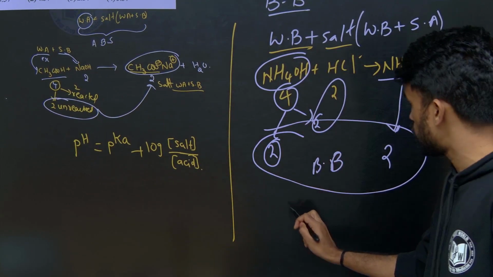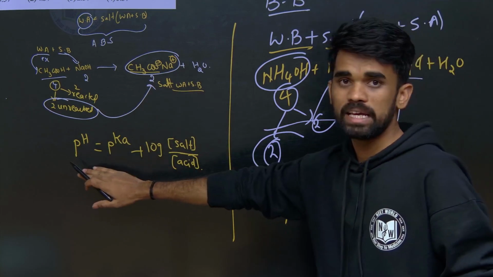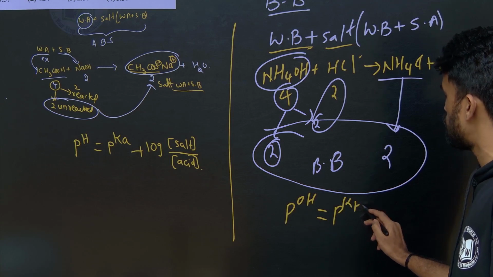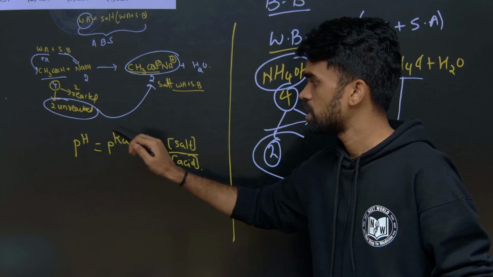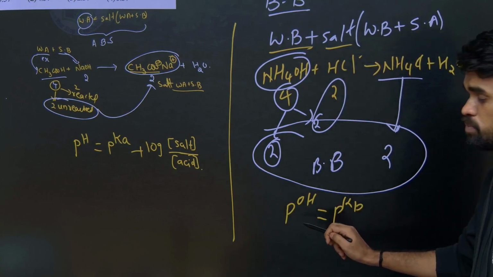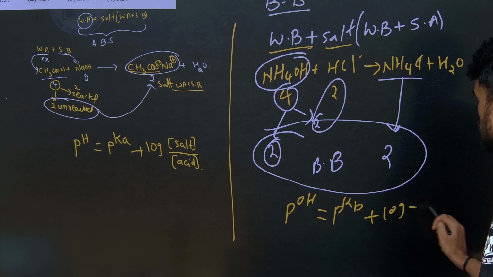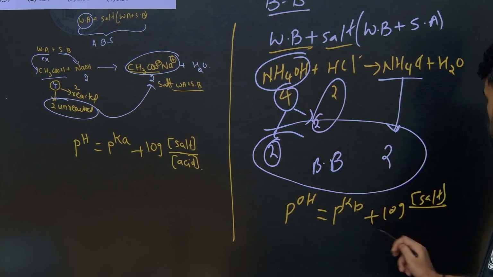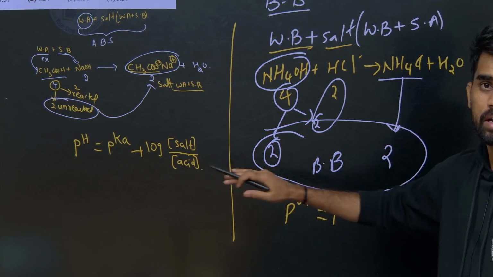Since I am saying basic buffer, you should use the pOH formula. For an acidic buffer, the pH formula; for a basic buffer, the pOH formula. So pOH equals pKb, the base dissociation constant, plus log of the concentration of salt over base. Whenever I say pH, take the acid dissociation constant: pH equals pKa plus log of salt by acid concentration. Here the denominator should be base. Here it is acid. I hope the formulas are clear.